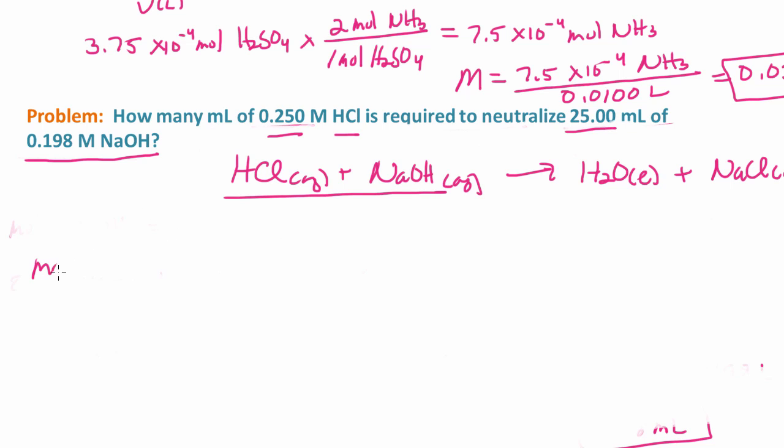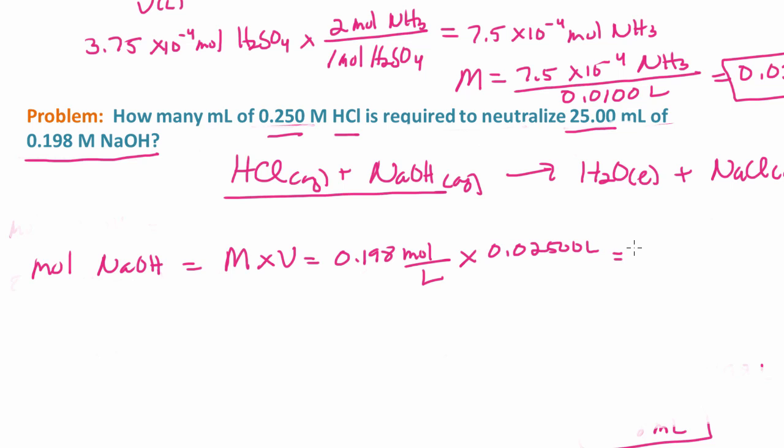First, let's find the moles of sodium hydroxide. And we can do that by multiplying the molarity times the volume in liters. So we have 0.198 molar sodium hydroxide. We'll multiply that by 0.025 liters. And I get 0.00495 moles of sodium hydroxide.